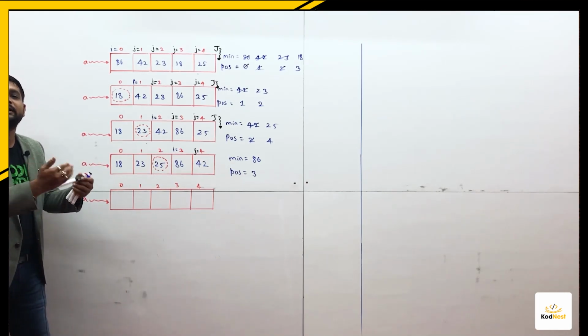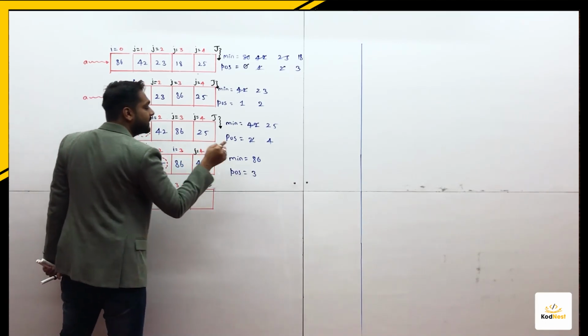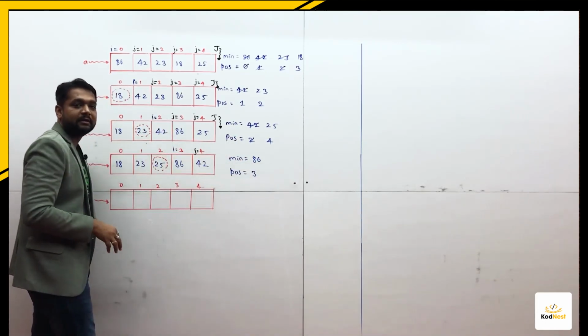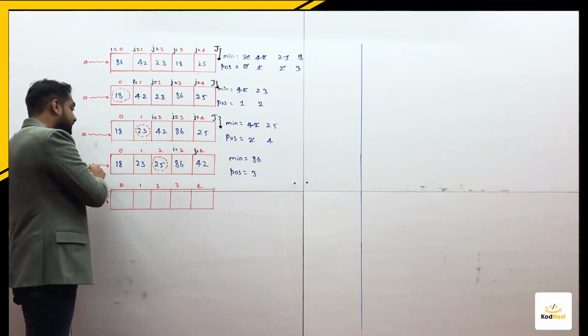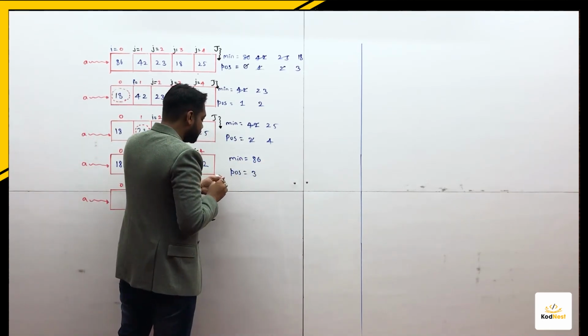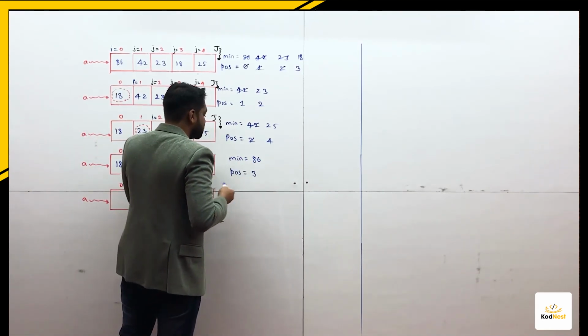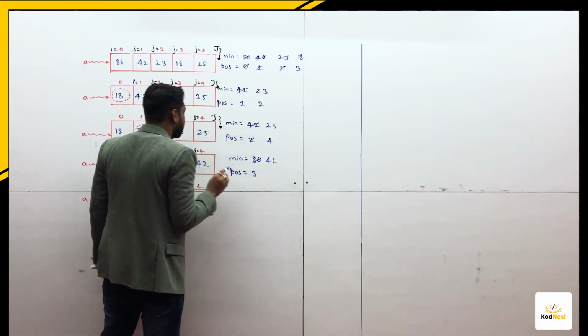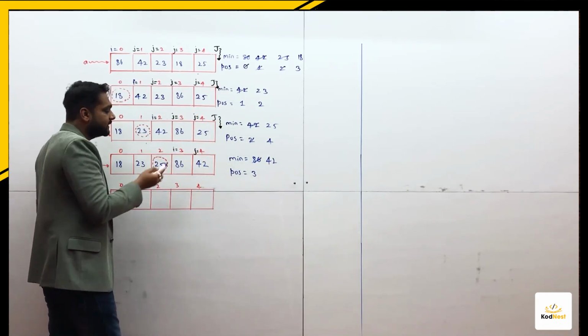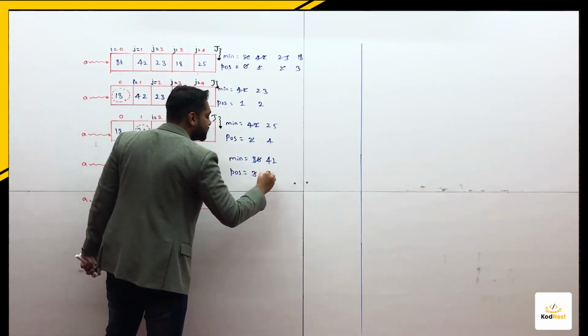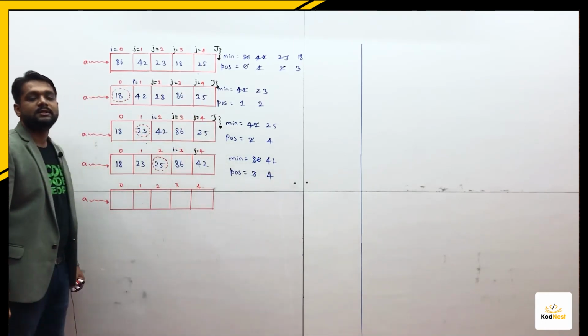Now check whether that is minimum or not. Is array of J less than minimum? Yes, it is less than minimum. If it is less than minimum, take array of J and give it to minimum like this. 42, because that is what is array of J. 42, give it to minimum. Its position that is present in J, give it to POS.